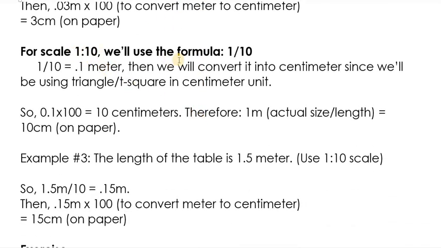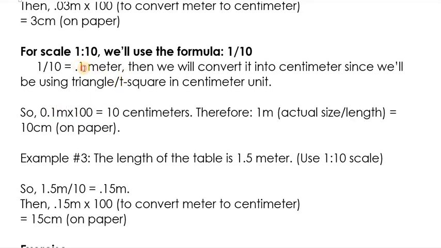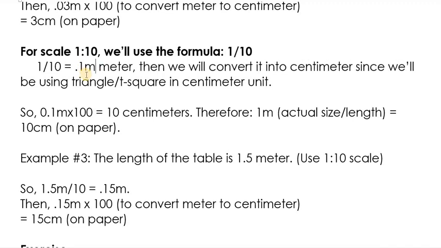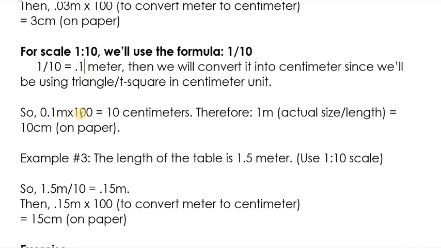Okay. For scale 1 is to 10, it is the same pattern of computation. So 1 divided by 10, because it is 1 is to 10. So 0.1 meter is the answer. So 0.1 meter times 100. So it is still in meter, right? So meter. Sorry. Okay. Times 100, so it becomes 10 centimeters.